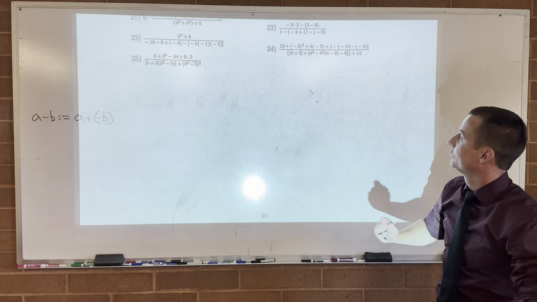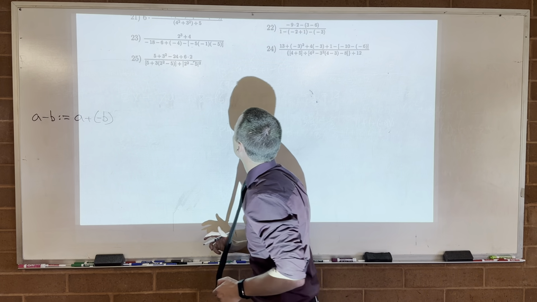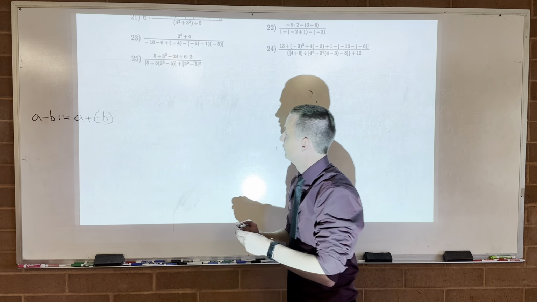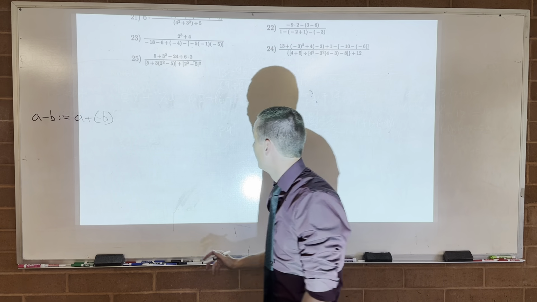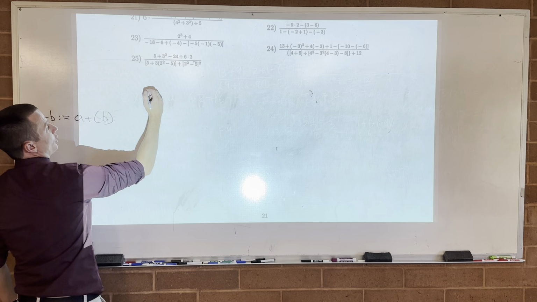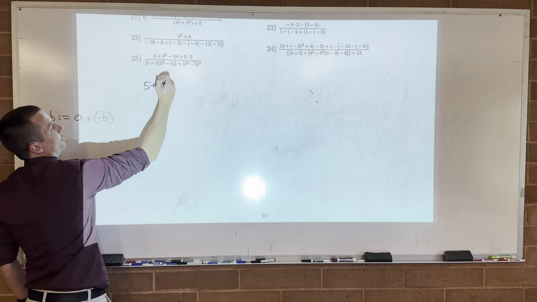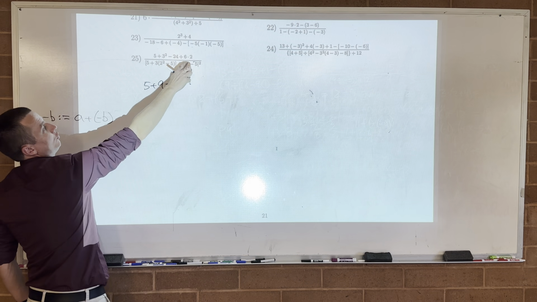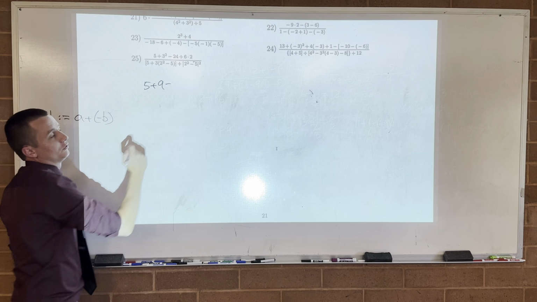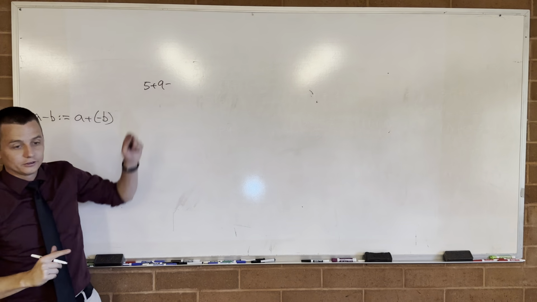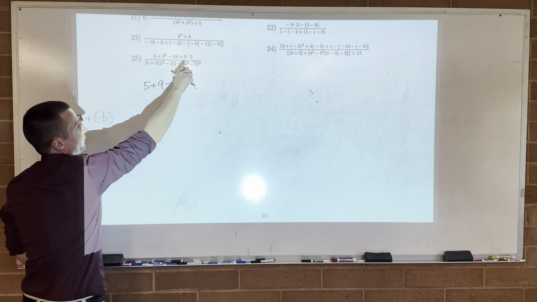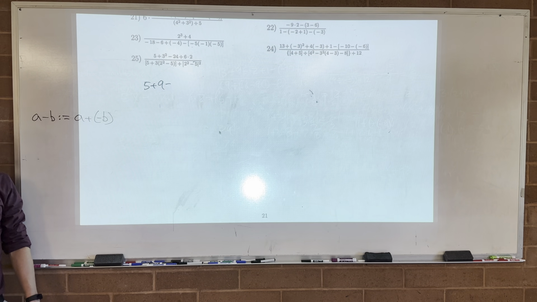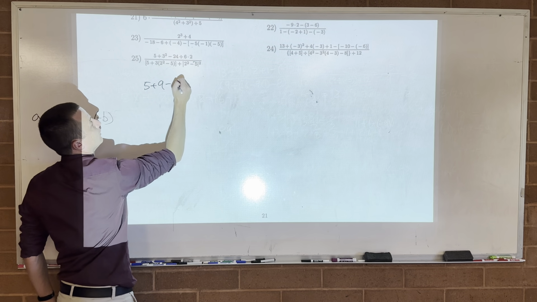Let's do 25 since it has absolute value. Is that an absolute value? I think it is an absolute value. It is. Okay, so I'm just going to start writing out. So we have 5 plus 3 squared is 9 minus 24 divided by 6 times 2. So 24 divided by 6 is 4 times 2 is 8.